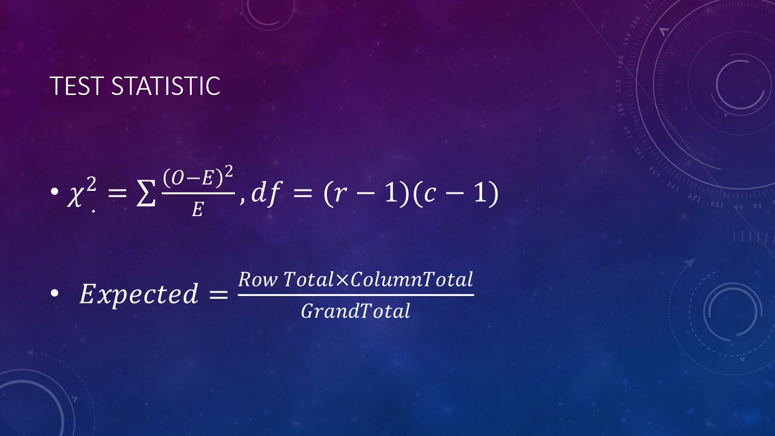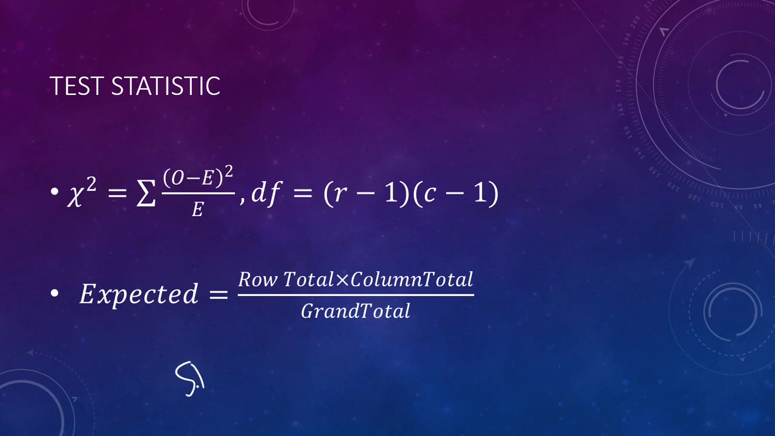Our test statistic is chi-squared. Chi-squared is equal to the summation of the observed minus the expected counts, quantity squared, over the expected counts. Here the degrees of freedom is equal to the row count minus 1 multiplied by the column count minus 1. Again, if you want to do this by hand, you'll have to calculate it using rows and columns. The expected count is calculated by row total times column total divided by the grand total.